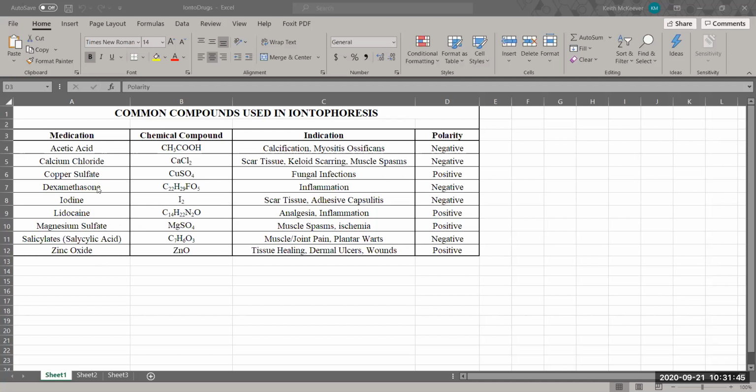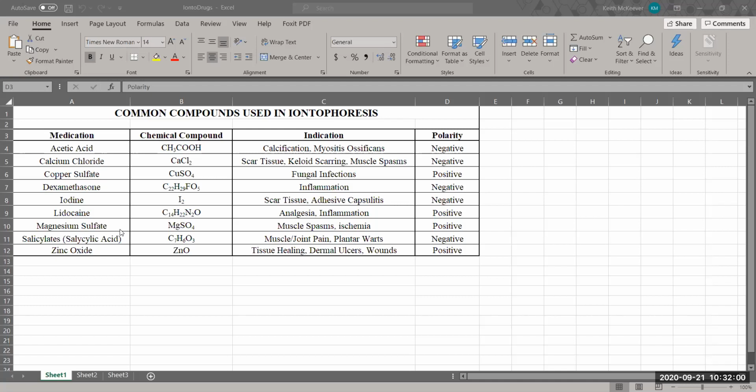So acetic acid, dexameth, right? Those are going to be our major ones right there. Maybe some salicylates, but if you've got something that's an acid, you already know that's a negative charge. So if it's negative, it goes on the negative side.